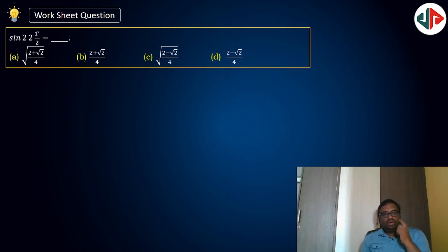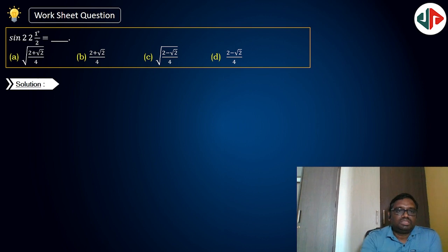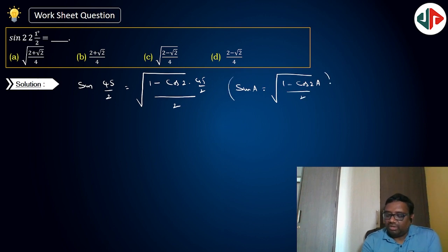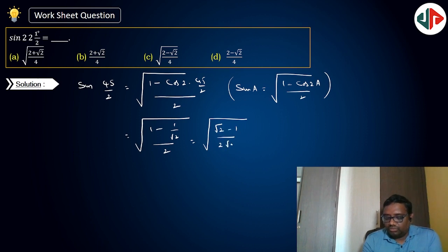Sin 22.5 degrees value is always equal to... This is a standard formula. So sin 22.5 degrees we can rewrite as sin of 45 by 2. This we can rewrite as under the root of (1 minus cos 2 into 45 by 2) by 2, because sin a value we can rewrite as under the root of (1 minus cos 2a) by 2. So by using that formula we are rewriting. It is nothing but cos 45, so (1 minus 1 by root 2) by 2. So your answer is square root of (root 2 minus 1) by 2 root 2.